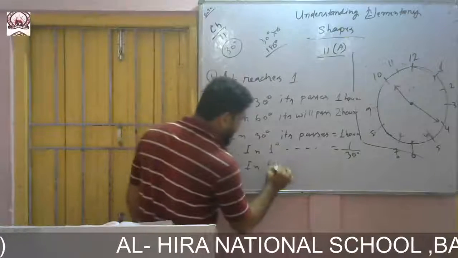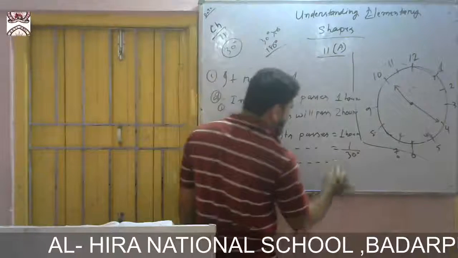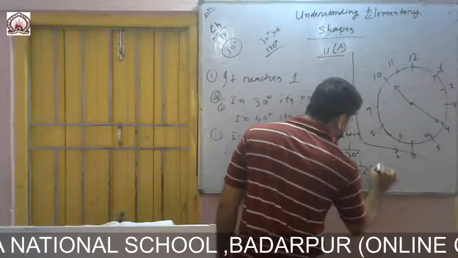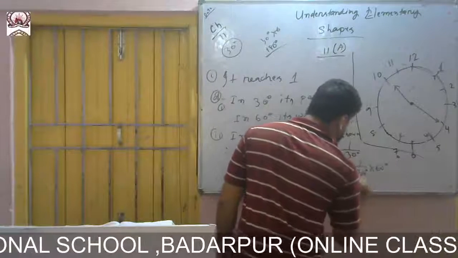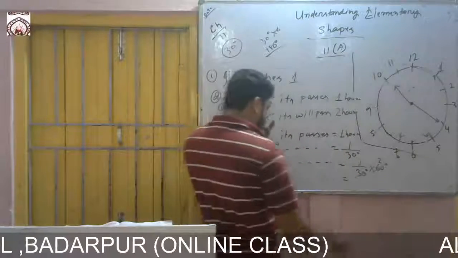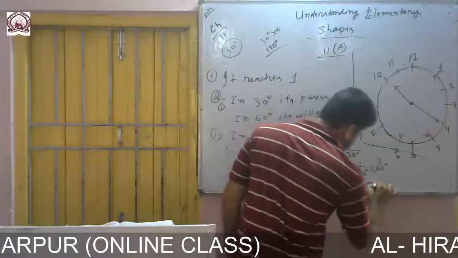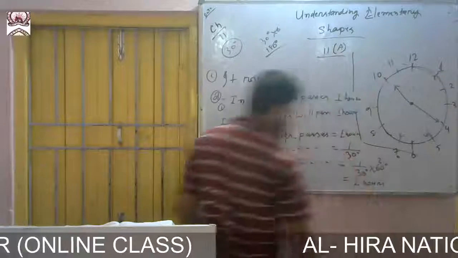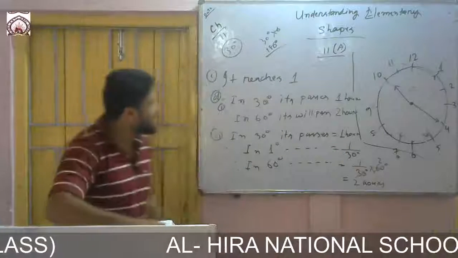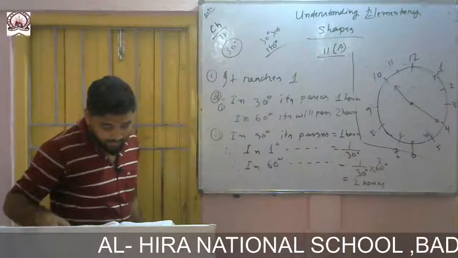Therefore in 60 degree it will pass how much? 1 by 30 degree into 60 degree. 2 times 30 is 60. It will be 2 hours. Like this you do. It will be easy. No need of counting like this. 2 hours. Now come to question number.